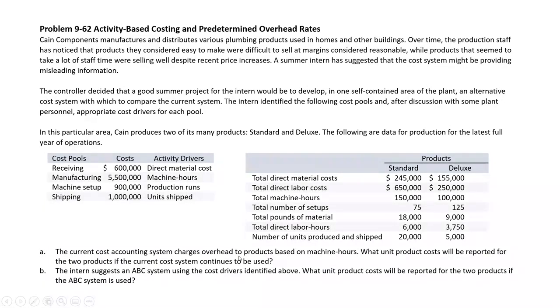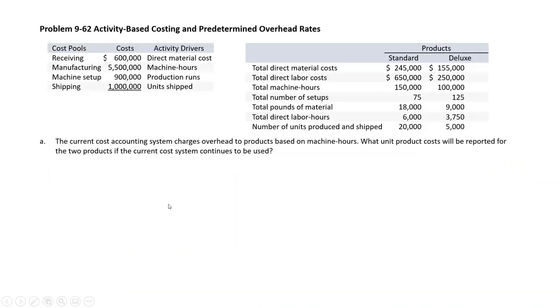Now, the starting point is what they do currently, and currently they apply overhead based on one predetermined overhead rate, so a plant-wide predetermined overhead rate based upon machine hours. B says, well, get the intern to explore using ABC or activity-based costing, and the intern's already broken that down into overall overhead, and what they believe are the activities that support that: receiving, manufacturing, machine setup, and shipping. So our starting point is simply the plant-wide predetermined overhead rate that they're using currently based upon machine hours.